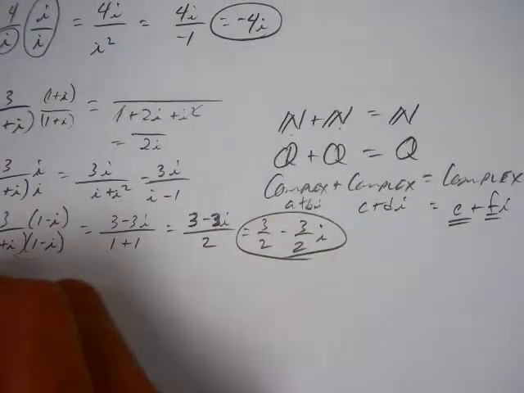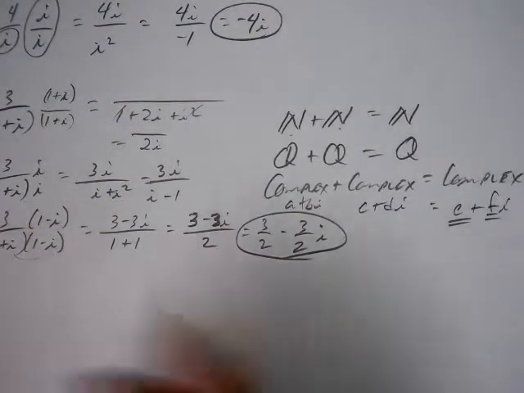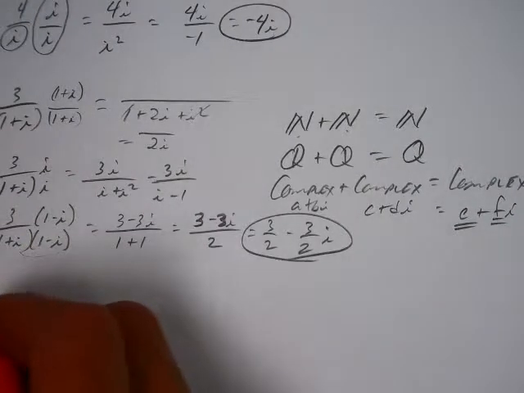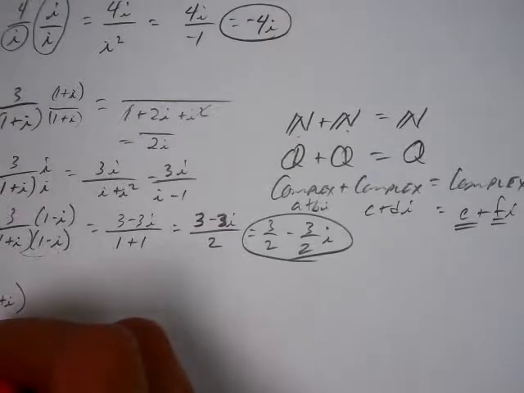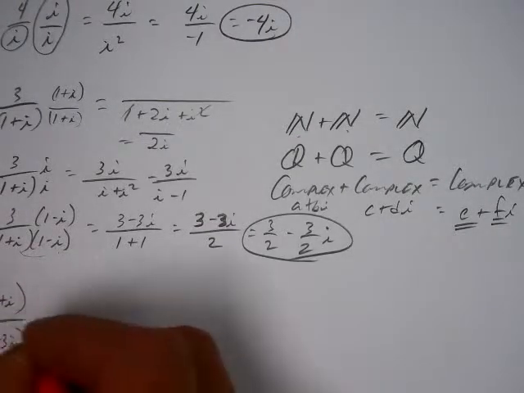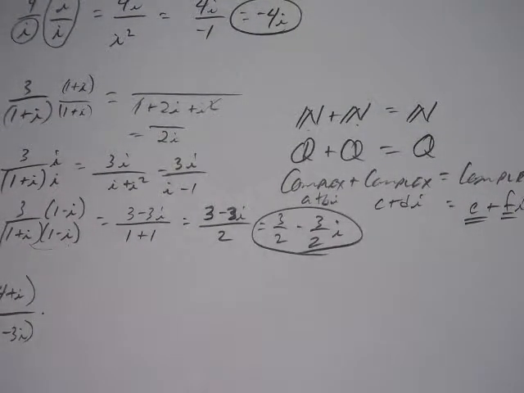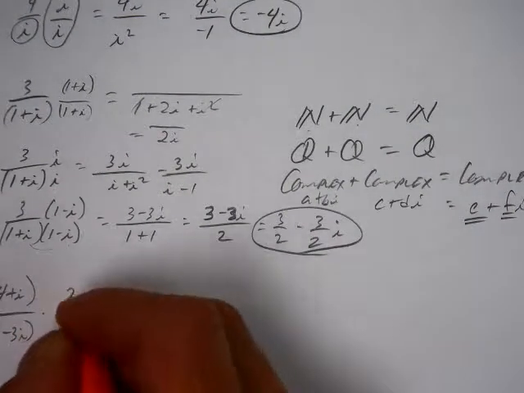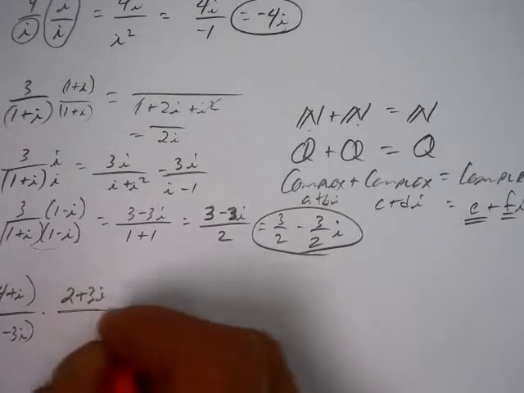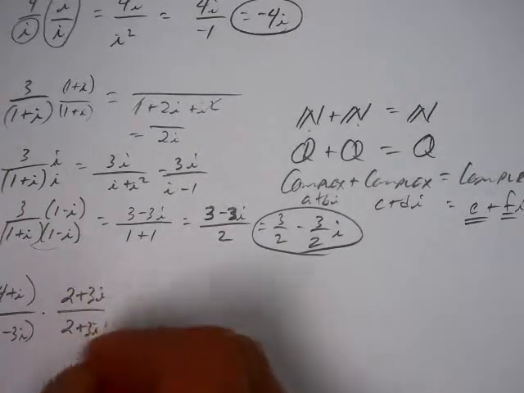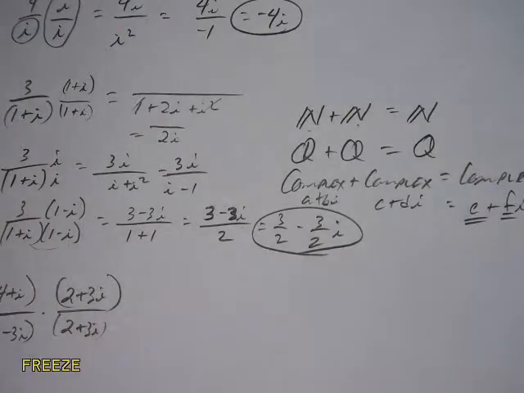Okay. So I'm going to do two more. 4 plus i, let's divide that by 2 minus 3i. What should I multiply top and bottom by? 2 plus 3i. Go for it.